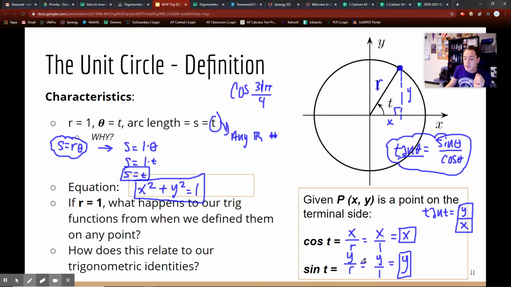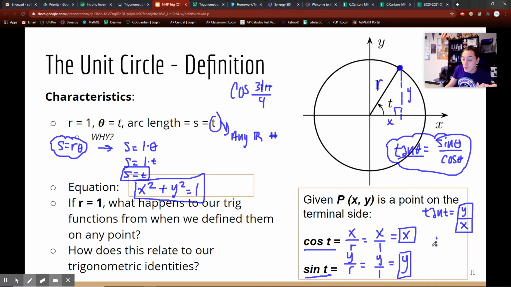What's y? Sine. Sine equals y. What's cosine? X. Cosine equals x. So, what's tangent? Y all over x, or in other words, our trigonometric identity, sine all over cosine. Okay?